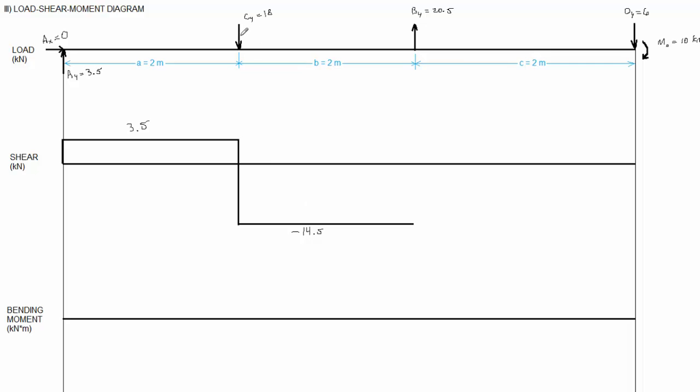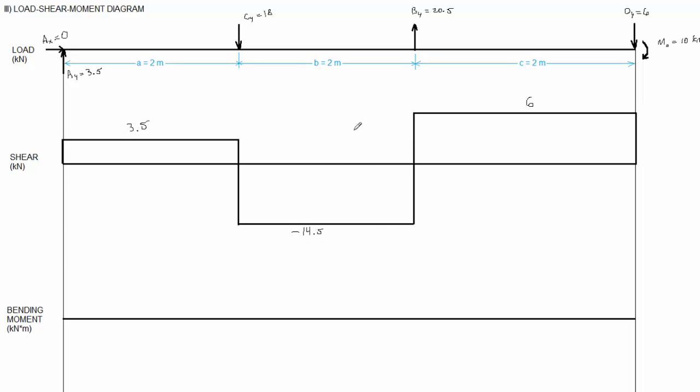One more thing I want to point out, the area between 2 points will tell us the change in value between those 2 points. So in this case, there is no area between C and B, so the value between C and B on the shear diagram will not change. Over here, BY is a positive 20.5, so on the shear diagram we'll see a change in value from negative 14.5 to positive 6. And the final thing that happens on the shear diagram is DY pushes it down, so we are at 6, DY pushes it back to 0.